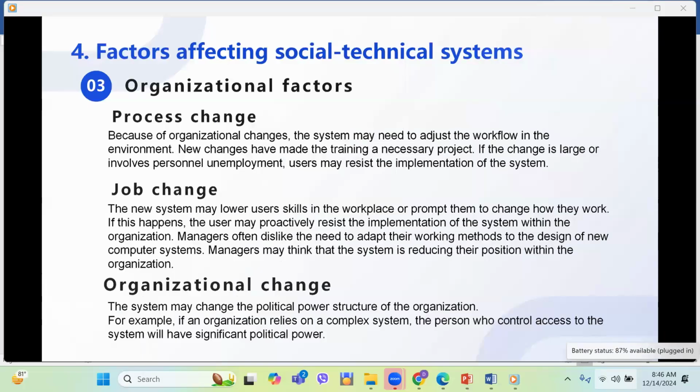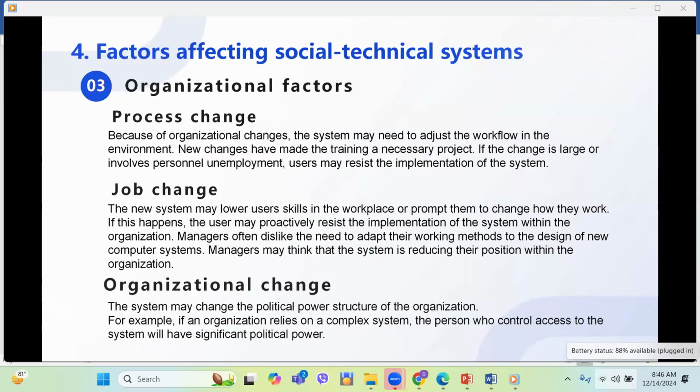Job change. The new system may lower users' skills in the workplace or prompt them to change how they work. If this happens, the user may proactively resist the implementation of the system within the organization. Managers often dislike the need to adapt their working methods to the design of new computer systems. Managers may think that the system is reducing their position within the organization.